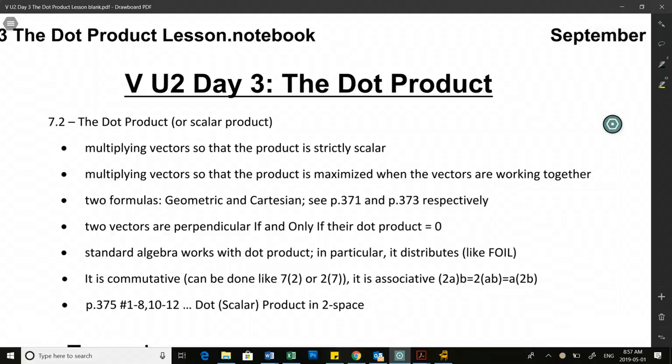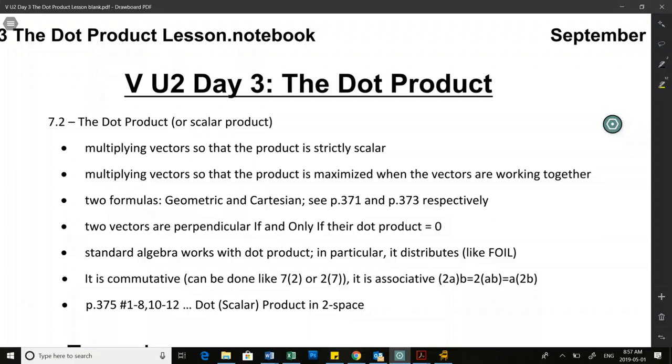Okay, so today we're going to talk about something called the dot product. The dot product can be used as an operation between geometric and Cartesian vectors. So we actually have formulas for both of them. There's a couple little pieces of information for you guys here. The dot product is also called the scalar product.